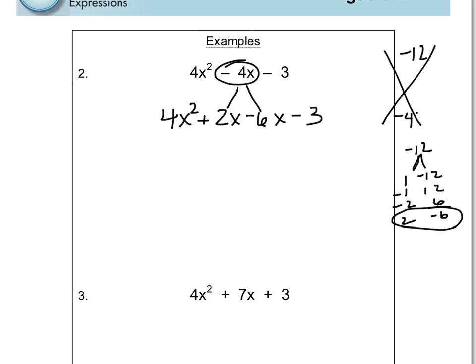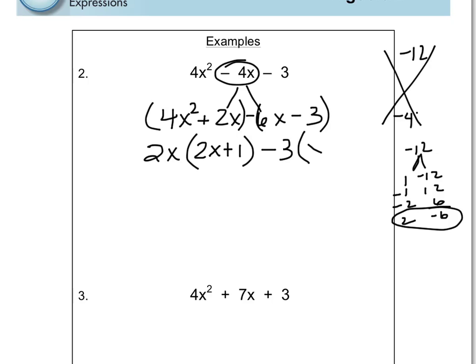Okay. First 2 and last 2, that has a 2x in common, and I have a 2x plus 1 left over. These last two sets have a 3 in common, and I'm going to have an x, sorry, not an x, I'm going to have a 2x. I have a 2x here, and negative 3 divided by negative 3 is a positive 1 left over.